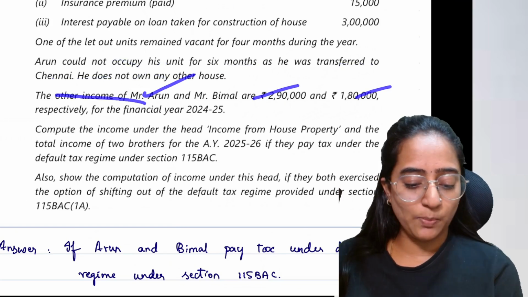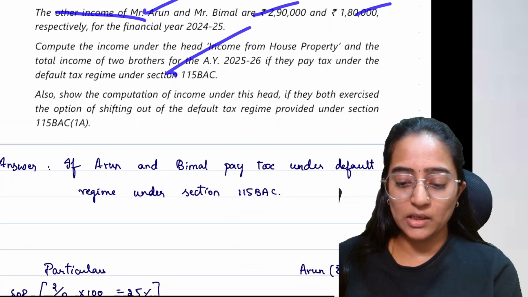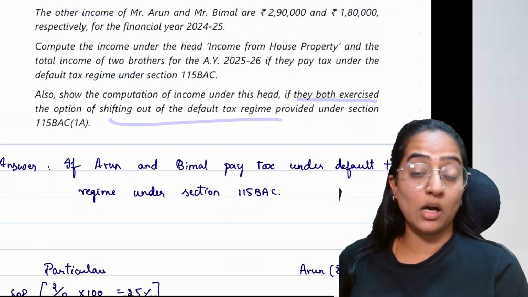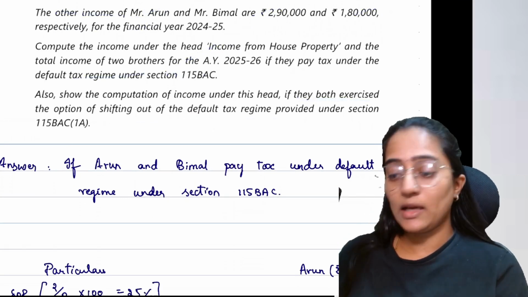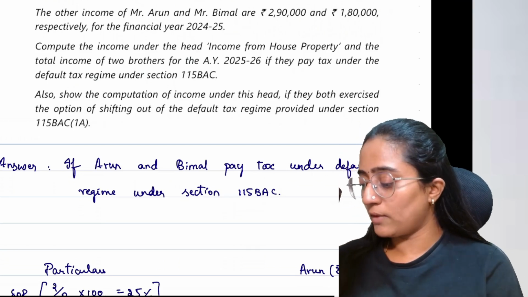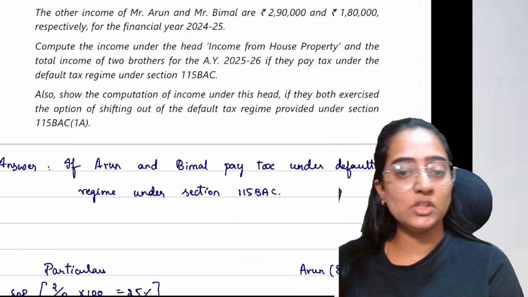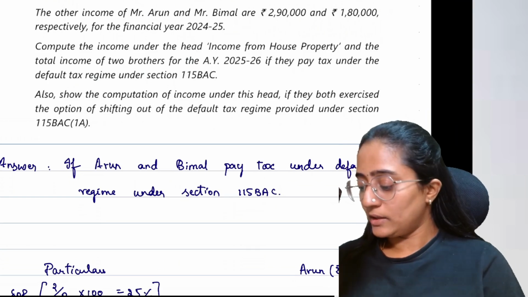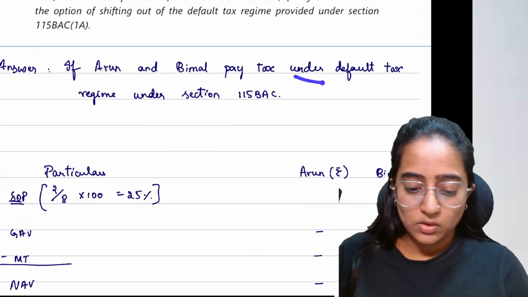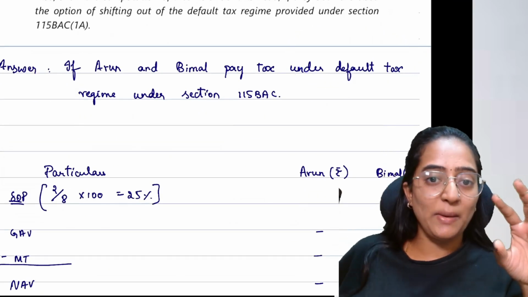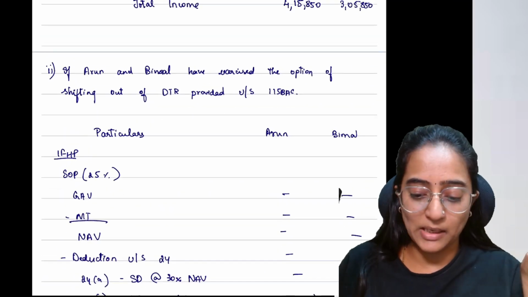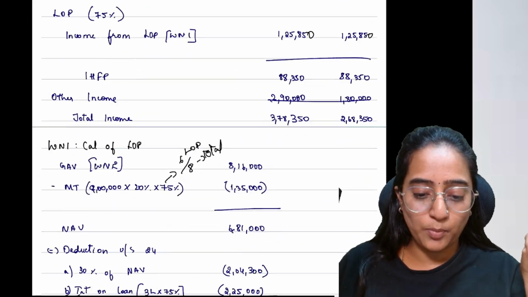Arun and Bimal is given respectively. Compute the income from house property if they pay tax under the default tax regime and if they opt out of the default tax regime. You have to calculate both. You have to consider the default tax regime also, and you have to consider the other option also. Understanding, everyone? Clear? Now, if Arun and Bimal pay tax under the default tax regime, or don't pay under the default, that is, they pay under the normal provisions.